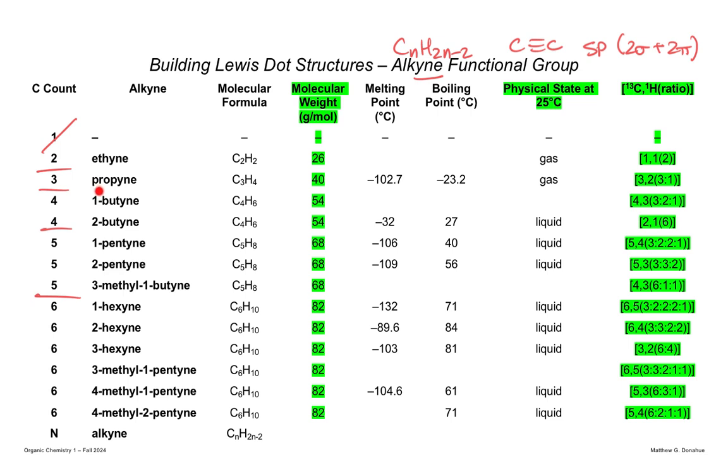So carbon 3 is propyne. Again, notice the molecular formula C3H4. So again, CnH2n minus 2 is the molecular formula for alkynes. Now when we get up to 4, we have this locant number which specifies the start of the triple bond. So 1-butyne, 2-butyne.